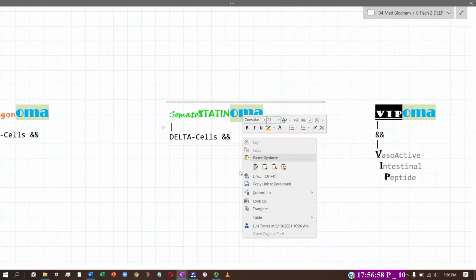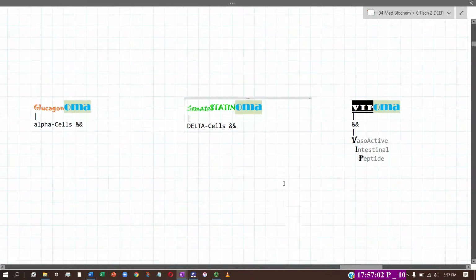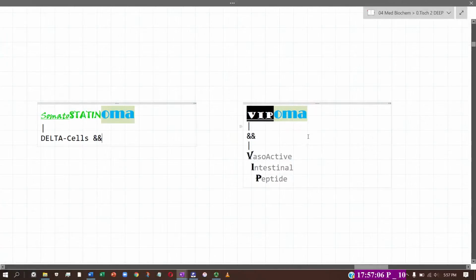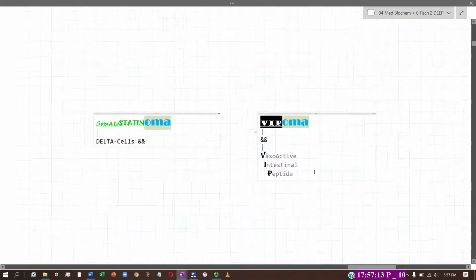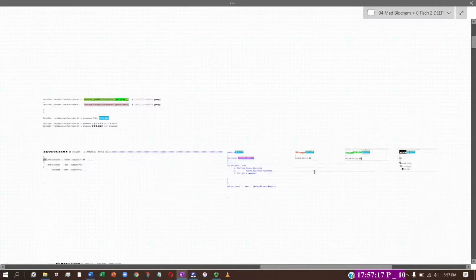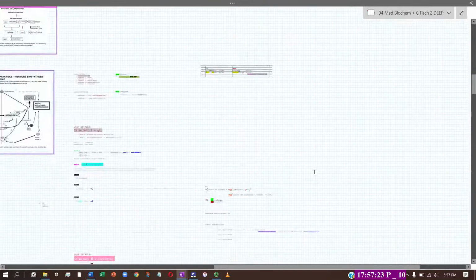And then there's somatostatinoma, which is related to delta cells. Again, all this is within the pancreas. Cool. And then there's something called VIPoma. VIP stands for vasoactive intestinal peptide. So that's all the notes for now here. We'll come back in more detail. So what else was a side note that we skipped?